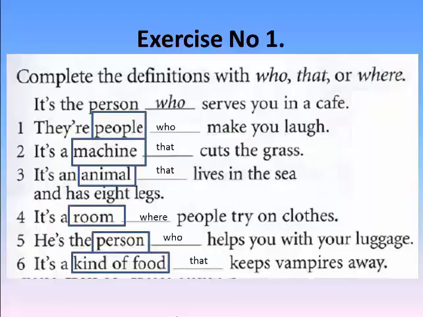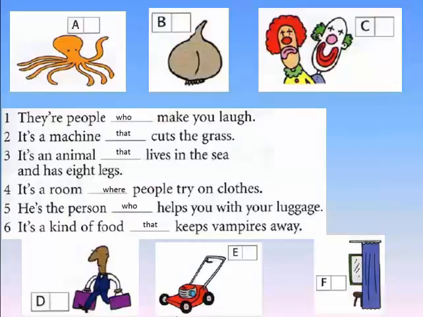These are the answers. Now let's match the sentence and the drawing. They're people who make you laugh. And yes, clowns make you laugh. It's a machine that cuts the grass. And down here we have a machine that cuts the grass. It's an animal that lives in the sea and has 8 legs. Here is our animal. It's a room where people try on clothes. And here is the room.